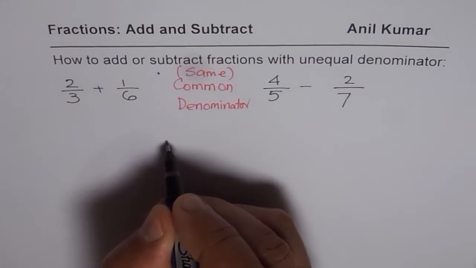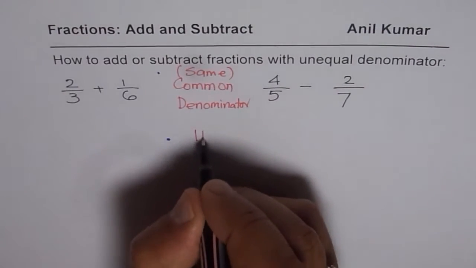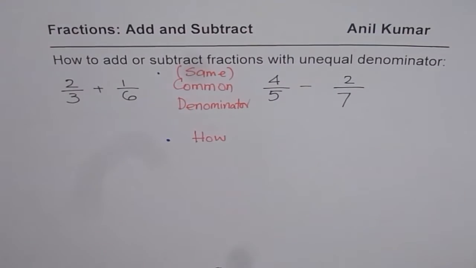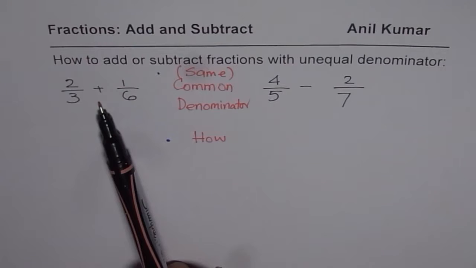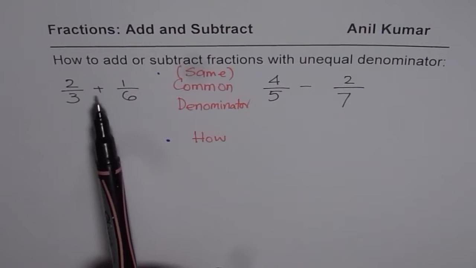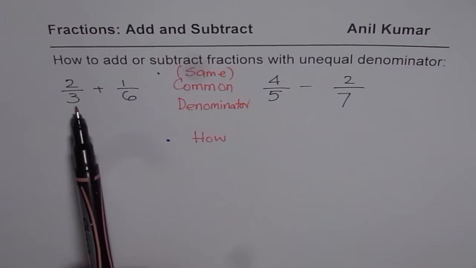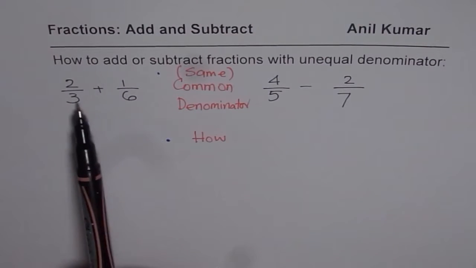Now the second part is how to do it, right? So that is the second step, how to do it. Now let's look into them one by one. I've taken one example with addition, the other one with subtraction. So we have 2 over 3 plus 1 over 6. Their denominators are different. Can we make them the same?